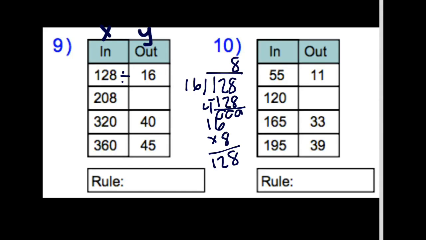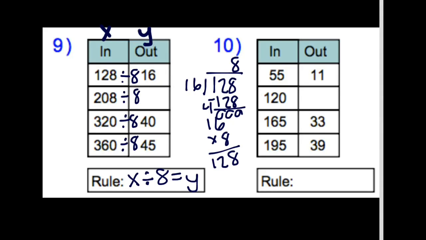So it looks like I'm dividing each one of these values by 8 to get from one side of the table to the other. So my rule is x divided by 8 equals y. So every value that's an x, if I divide it by 8, I get my y value.